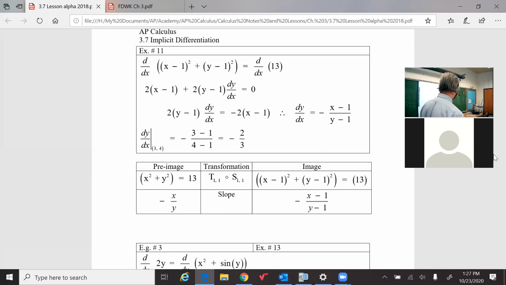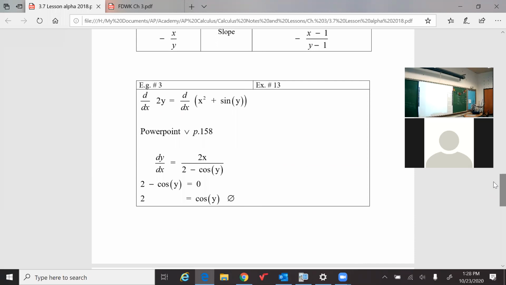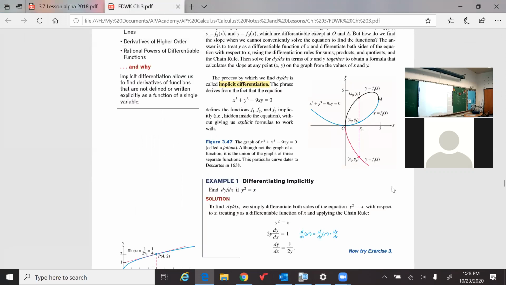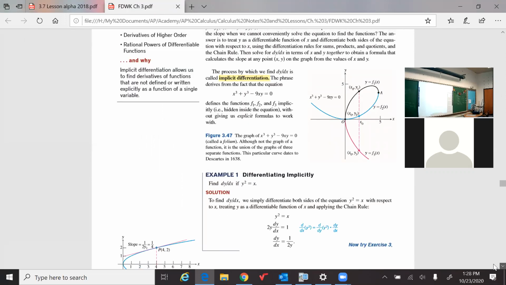All right? Now, what's going to happen is we're just going to show you example 3. We're not doing the problem that's connected with that. So as soon as we show this to you, the children at home are dismissed to do the exit ticket. And then we will see you on Monday. And it says here refer to the PowerPoint or page 158. Here's the work for example 3.